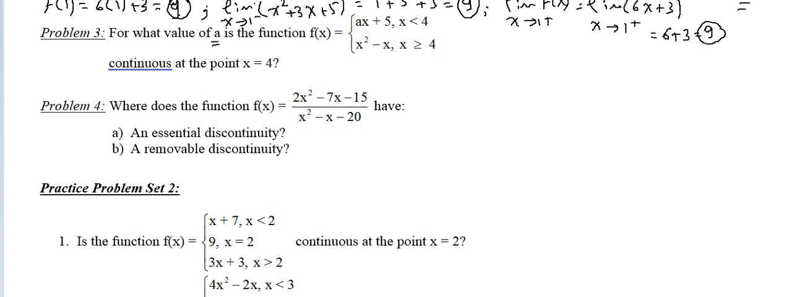Okay, this is video part 4 of the official book AP Calculus, chapter 2, continuity. For what value of a is the function f of x, given by ax plus 5 when x is less than 4, and x squared minus x when x is greater than or equal to 4, continuous at the point x equals 4? Let's go to more space maybe.